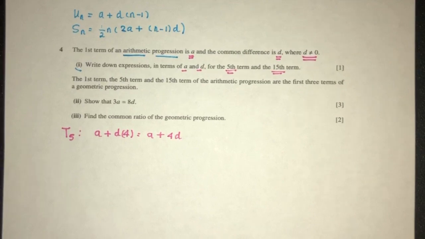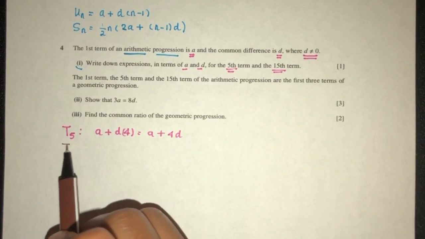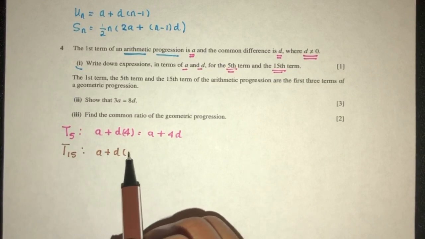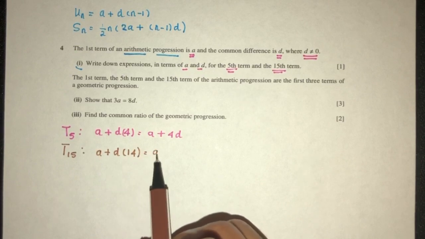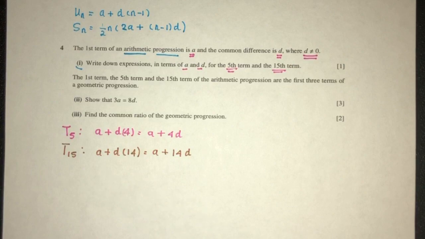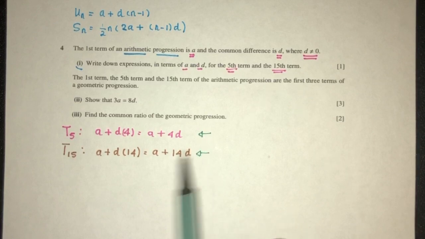Right. Now what else do we need to know? The 15th term, same steps, a plus d times 15 minus 1, which is simply 14. Have to be a plus 14d. Okay, so 5th term and 15th term given to you by those two expressions. Okay, pretty easy till now.